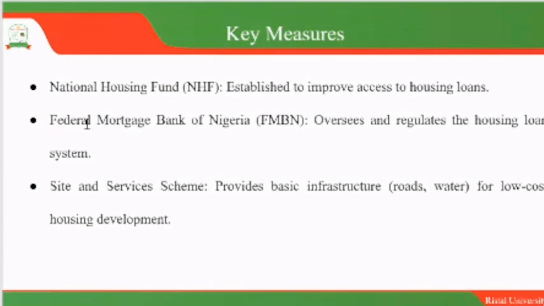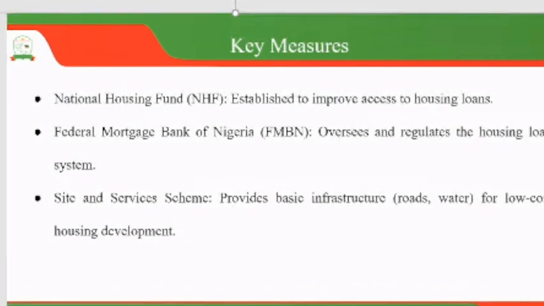So we expect that countries can develop these particular national housing funds, but also we can do mortgaging and establishment of these mortgages. For example, there's a Federal Mortgage Bank of Nigeria that oversees and regulates the housing loan system. So establishing a mortgage system helps you manage the access to housing, and I think it is one of the measures that can help to improve housing.